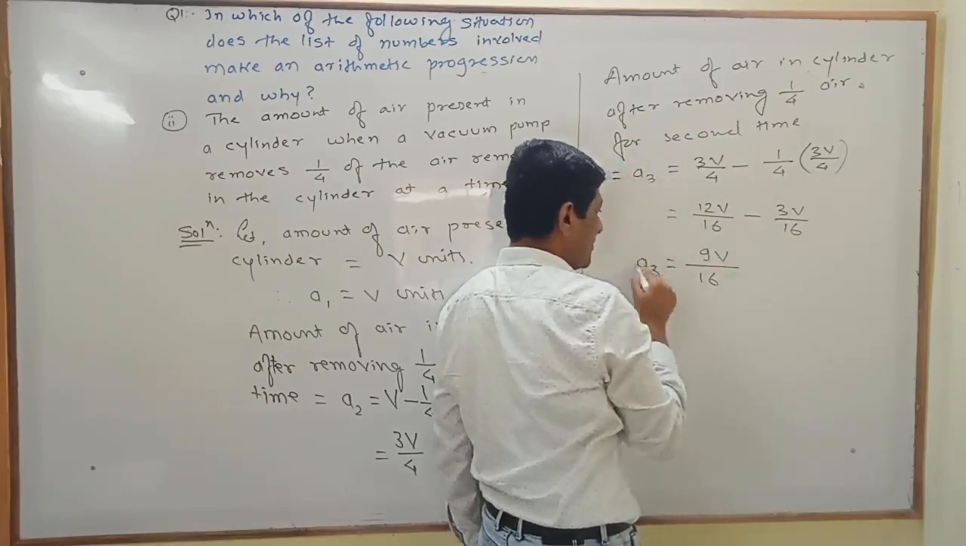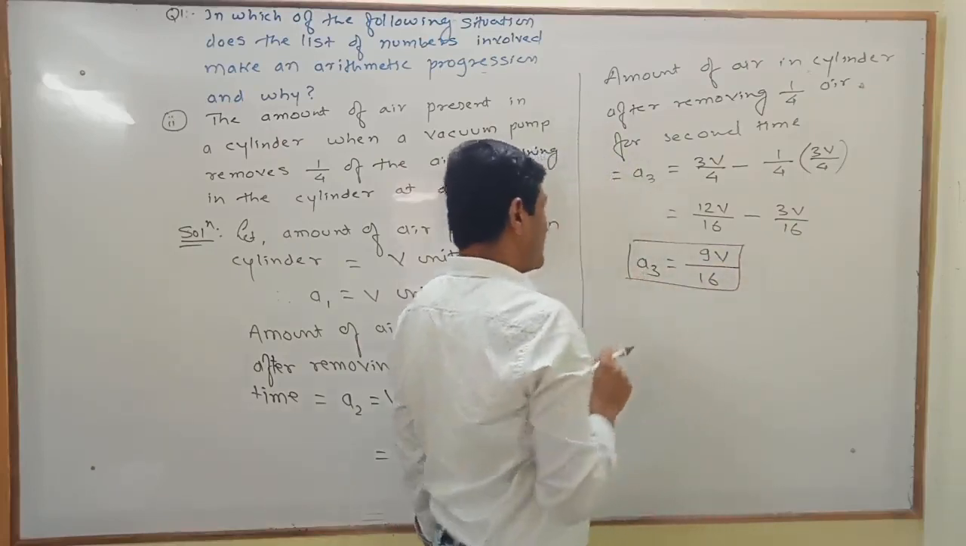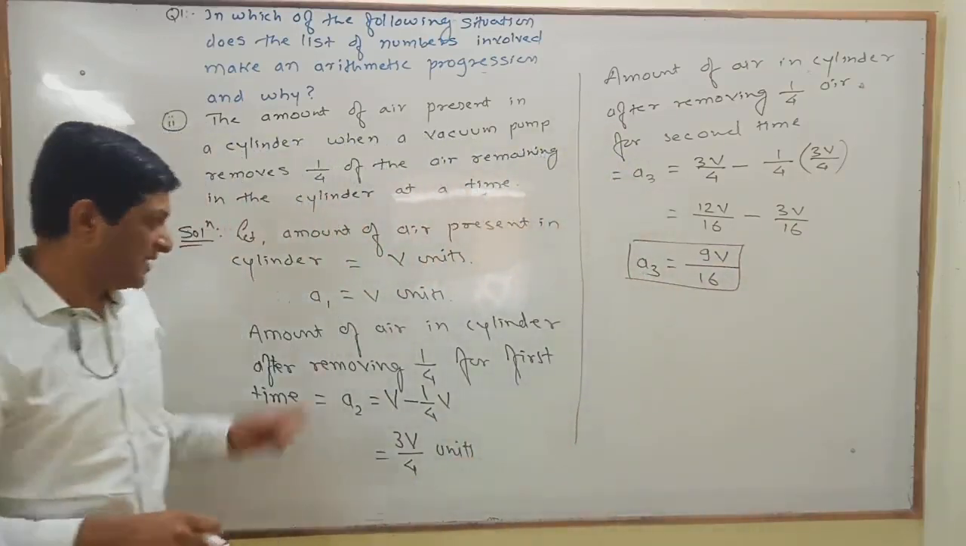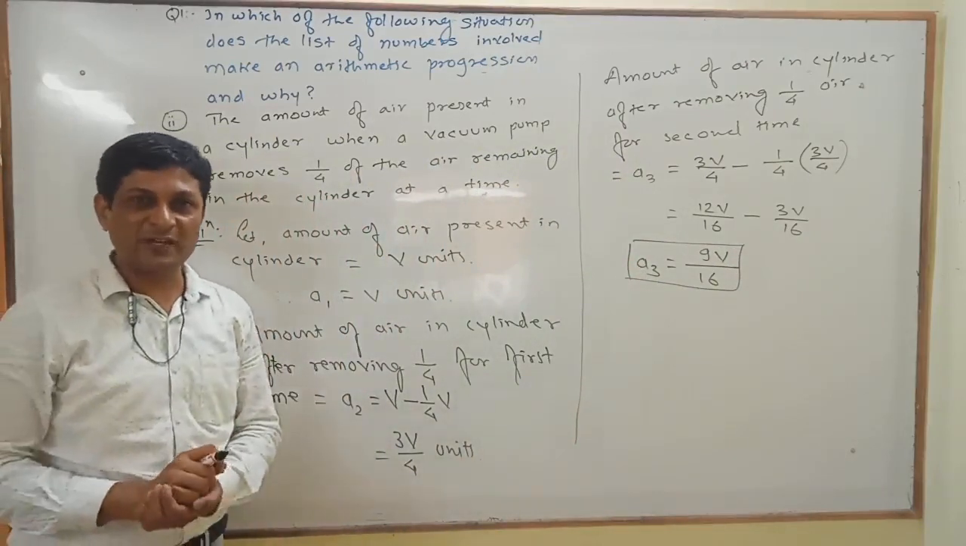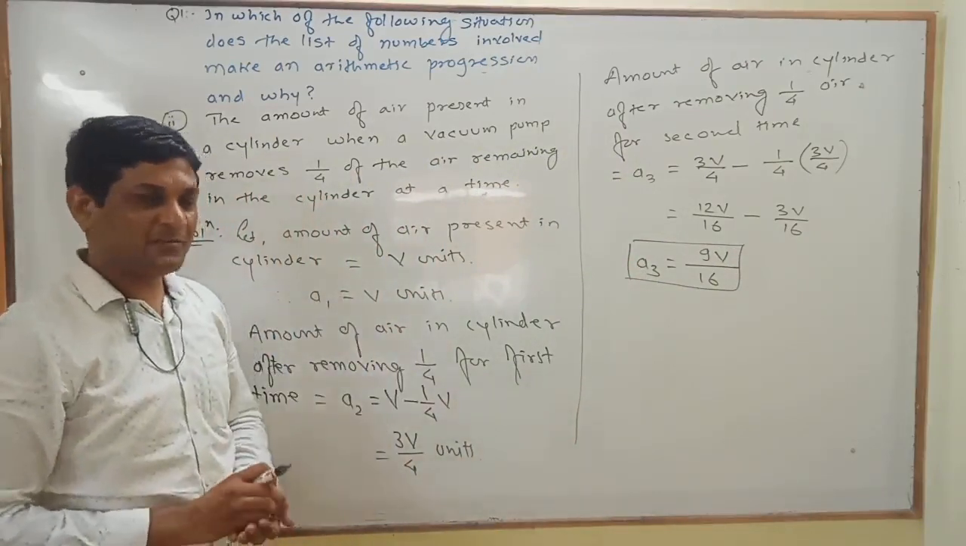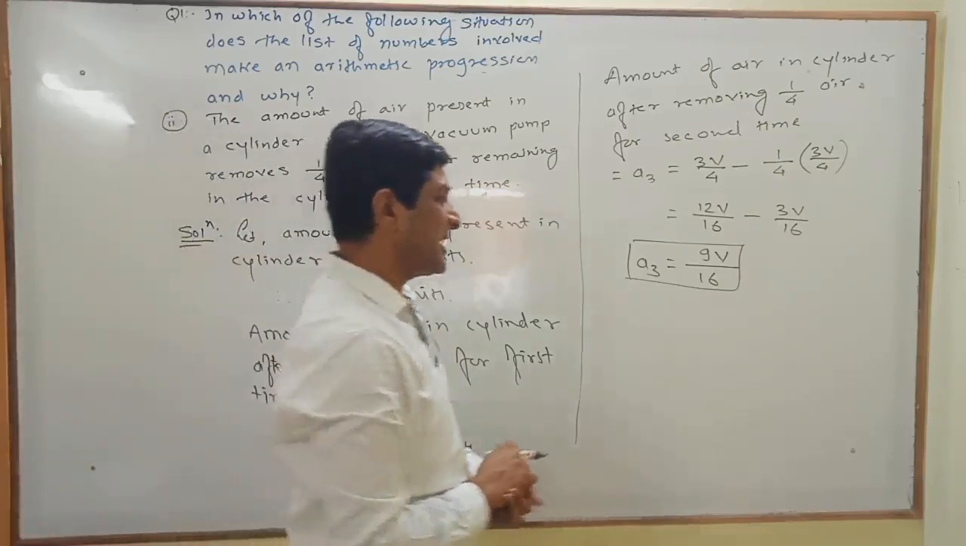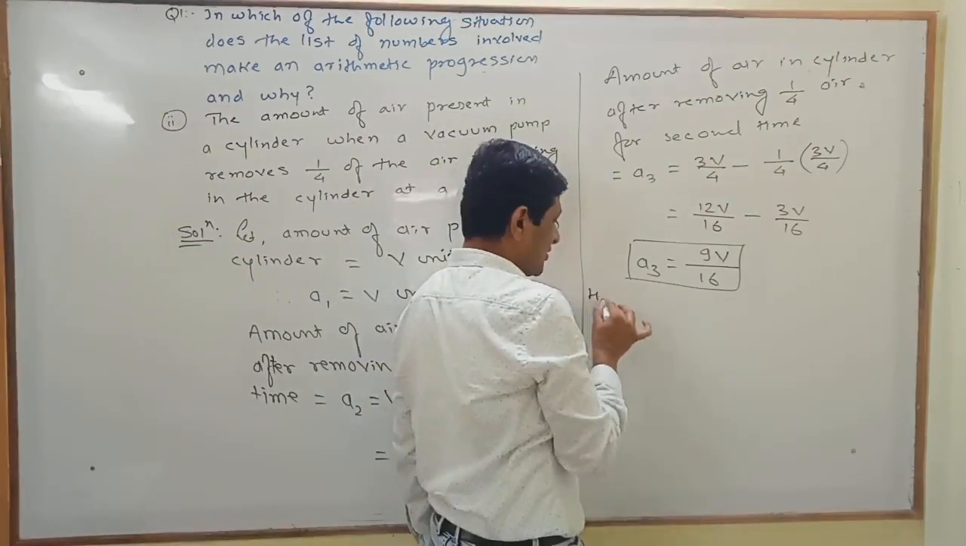This will be our third term, A3. Now as we have three terms, A1, A2, A3, again if we want, we are able to find out four terms. But this much is sufficient to check whether the terms are in arithmetic progression or not.